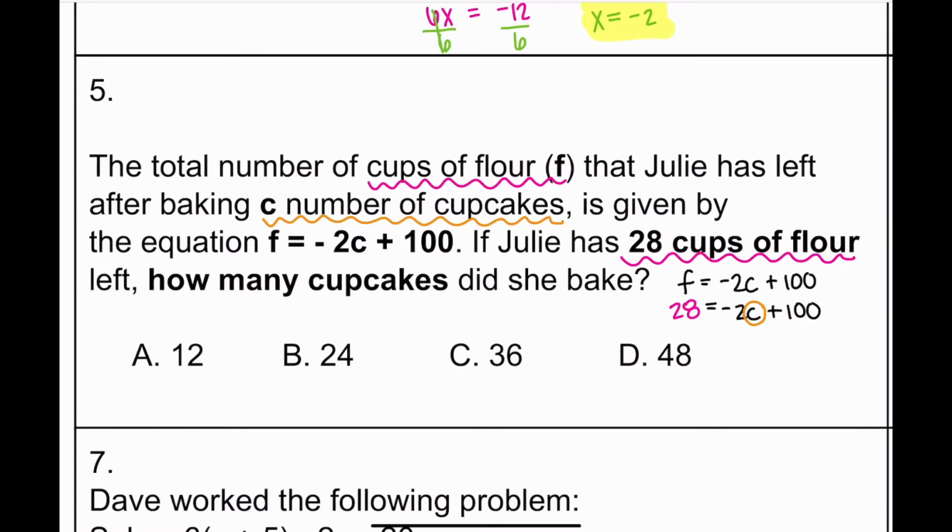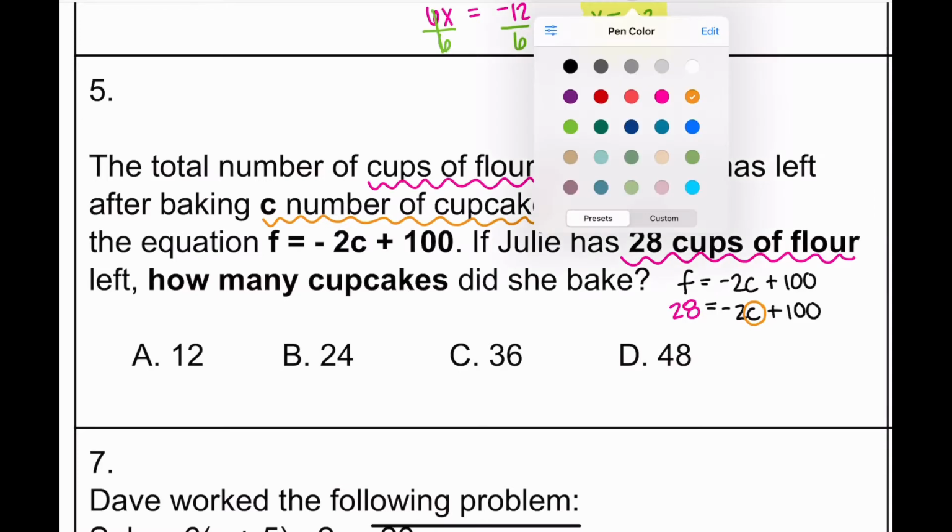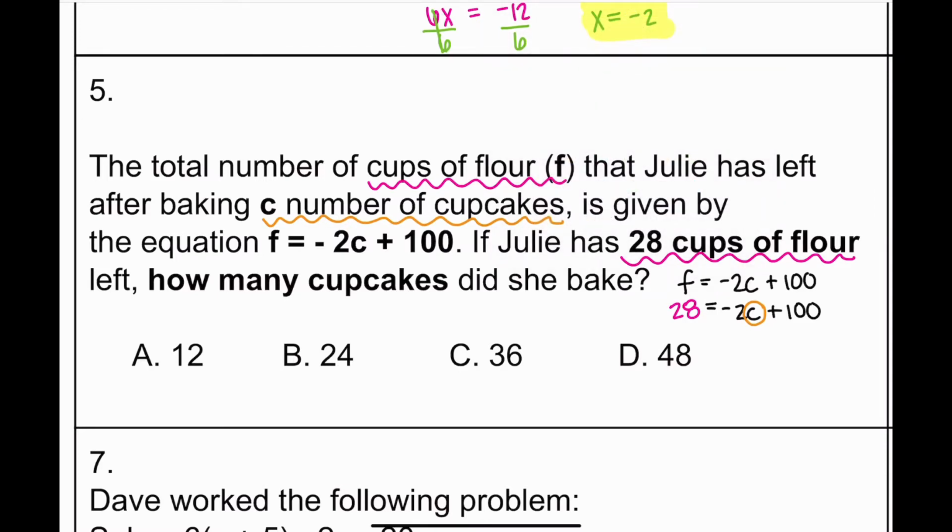To solve for C, we need to move the constant to the opposite side of where the C is located. So we need to move the positive 100 to the other side. 28 minus 100 is a negative 72. Bring down the equals, and the negative 2C.